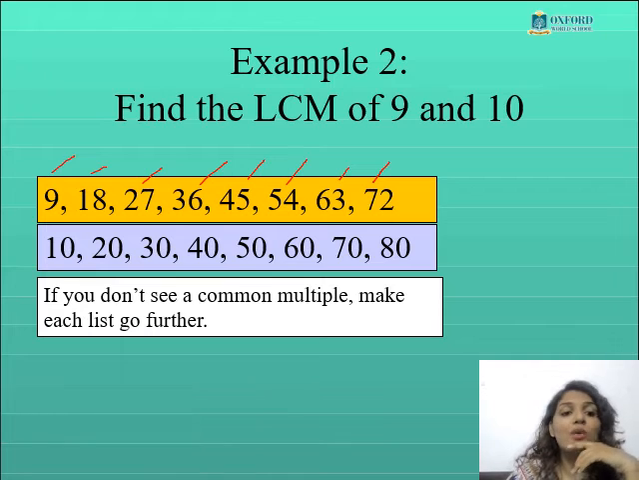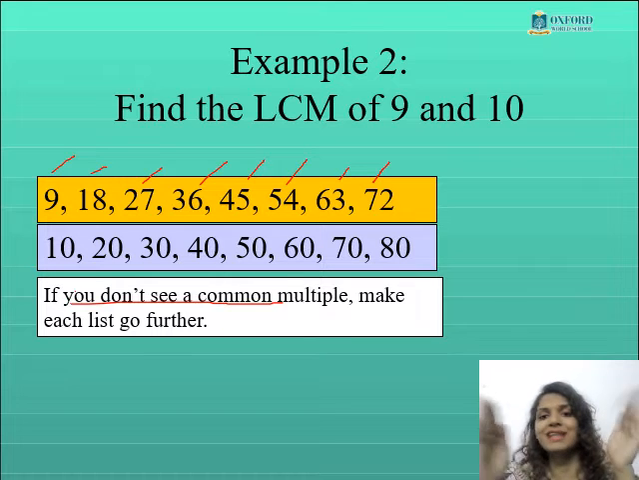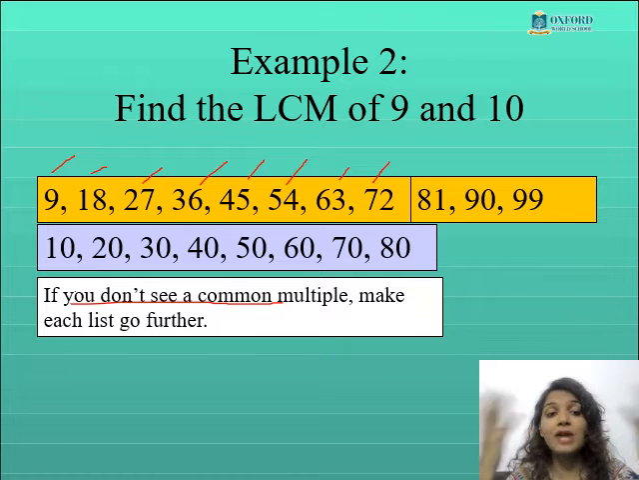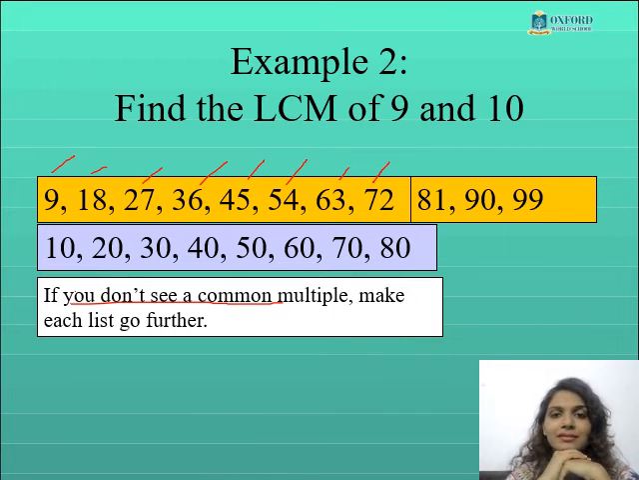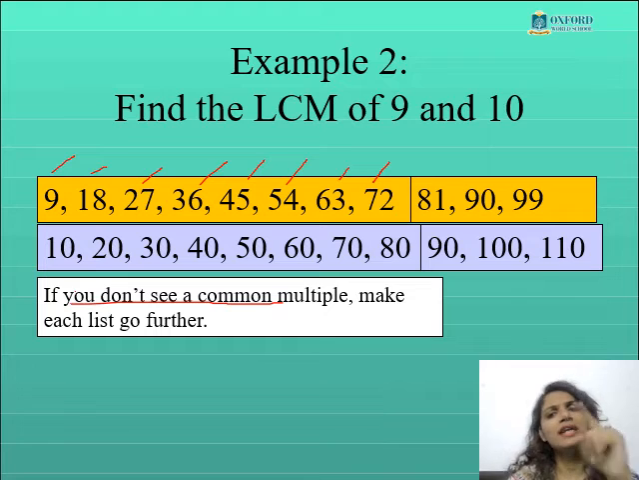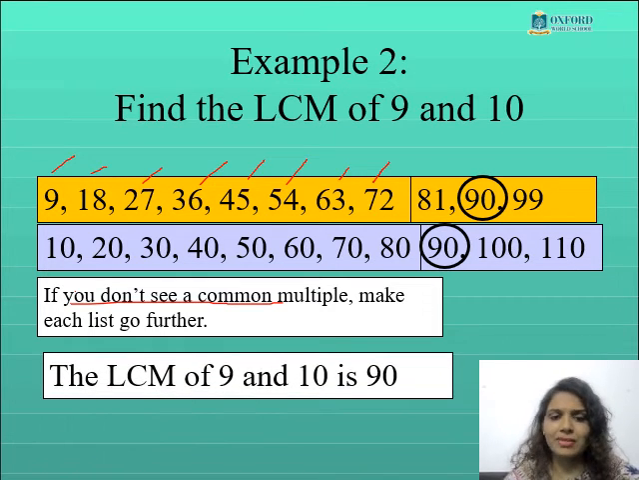So what to do? Well, in such a case, if you don't see a common multiple, please make each list go further. Means we have to extend the multiples now. Let's see how. In this way, we have extended the multiples of 9, right? And then multiples of 10 also. Now can you find something common? Yes, you got it right. 90 is common in both the lists. So yes, 90 is the LCM of 9 and 10.